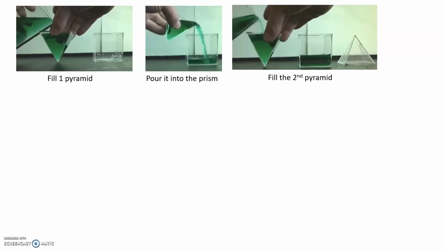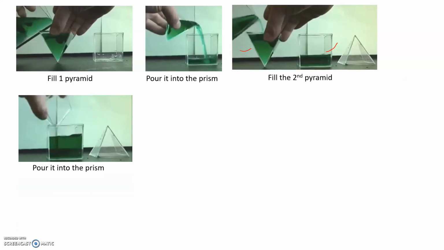You can see in this picture how much it was filled already from the last pour, and now they're filling a second pyramid. They're pouring that second pyramid into the prism. It does not fill the prism totally. So here's the empty one that they used before, sitting next to it there, and then they're pouring in their second one.